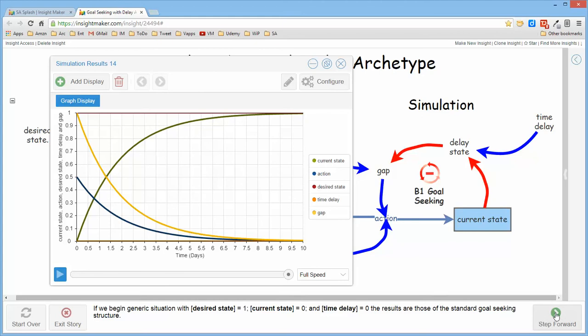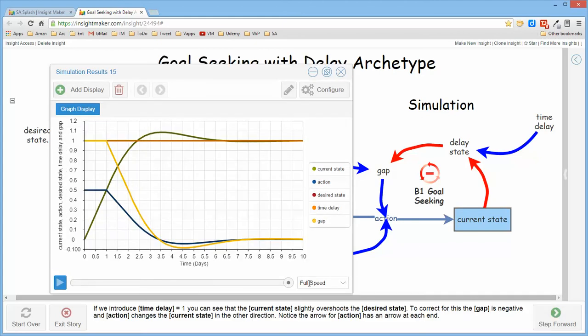If I now go ahead and introduce a time delay of 1, notice that the current state approaches the goal and actually ends up overshooting the goal, and then effort has to be taken to bring the current state back to what the goal was intended, or the desired state was intended to be. This happens, as I said, because the information that's being used to decide what the action is is old information.